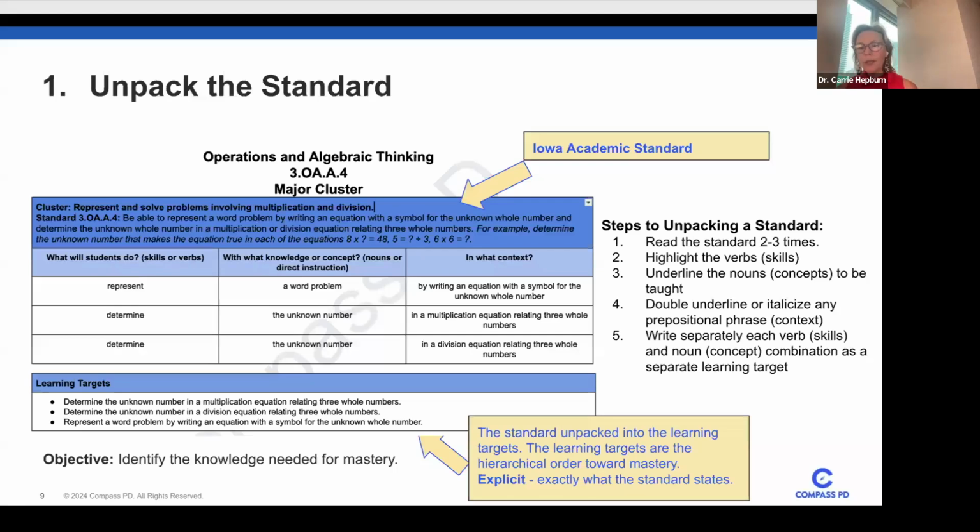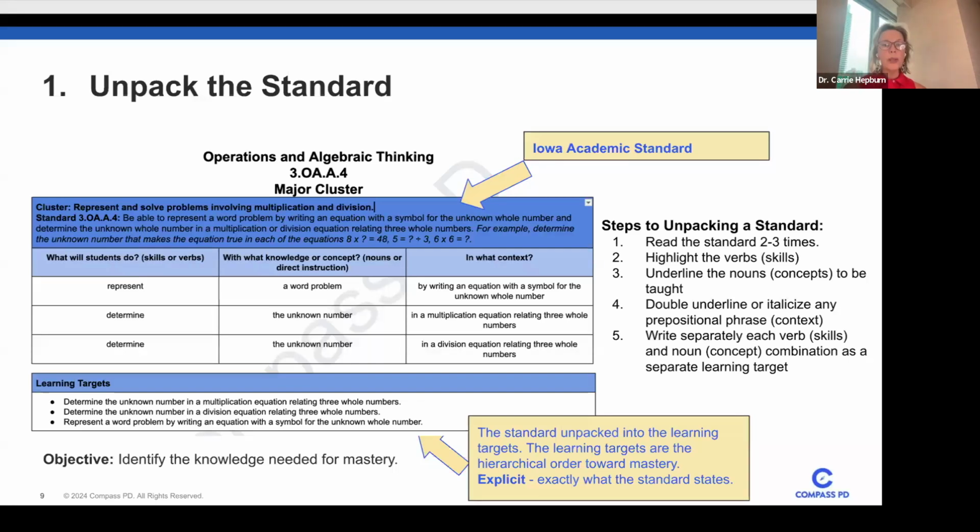Step one, we unpack the standard. And some people unpack standards differently. So I want to share this with you. This is from Wiggins, McTighe, Stiggins, Flack. We have just a huge amount of research that we'd be happy to share with you.